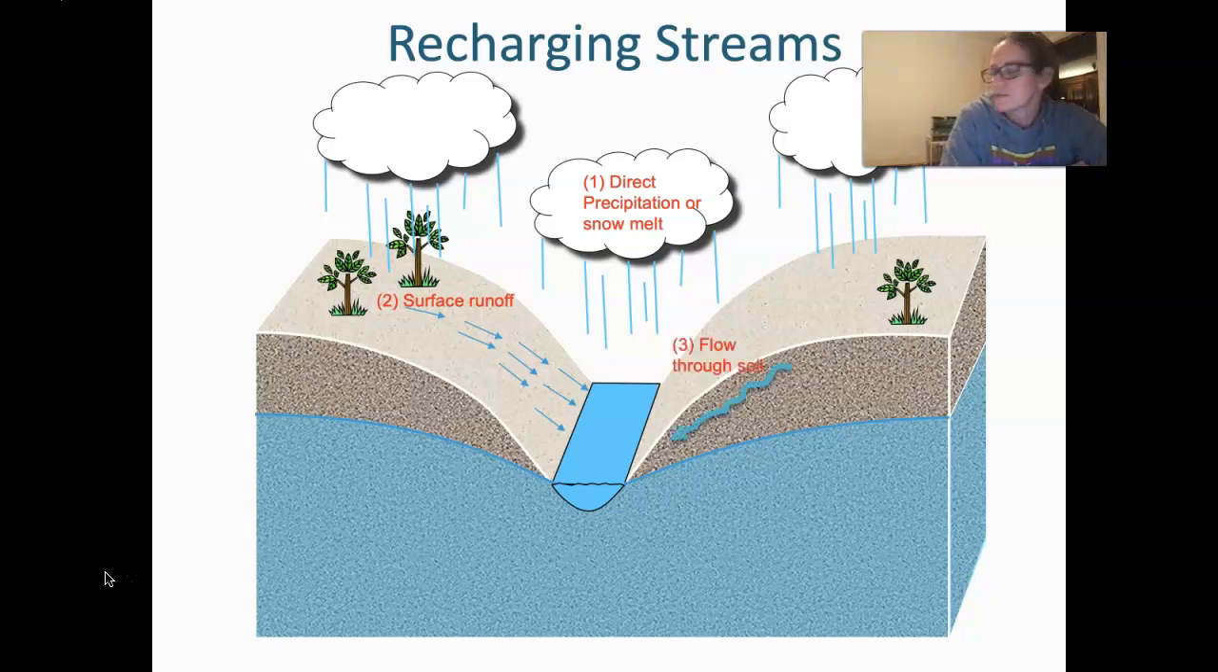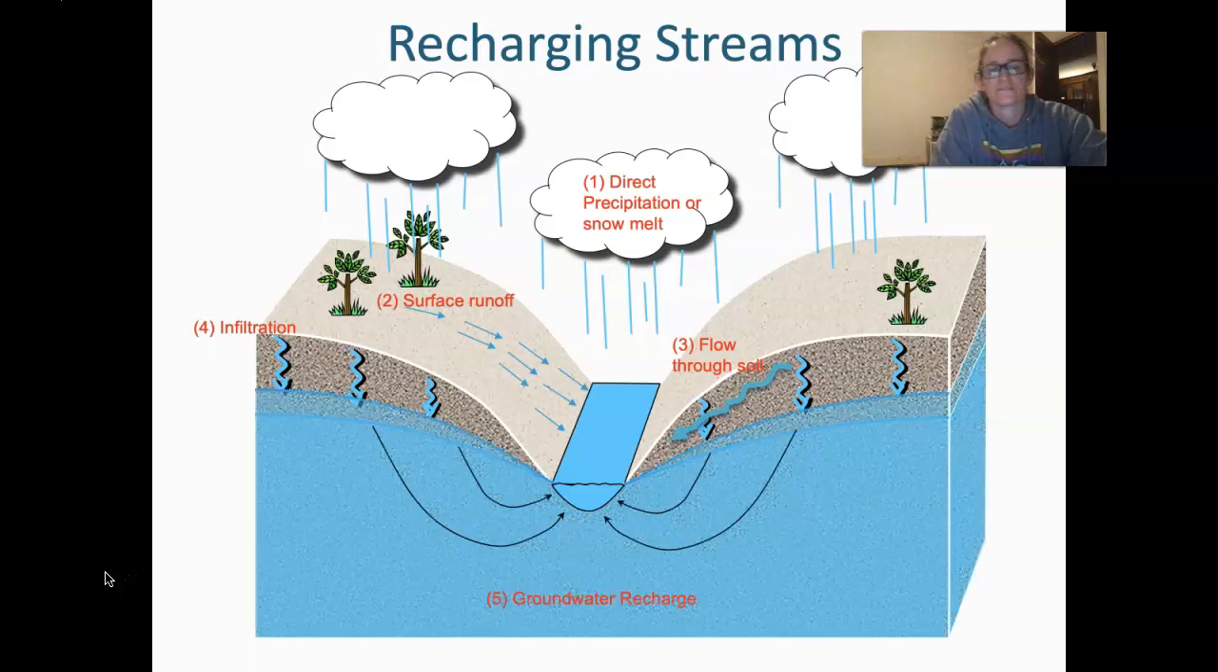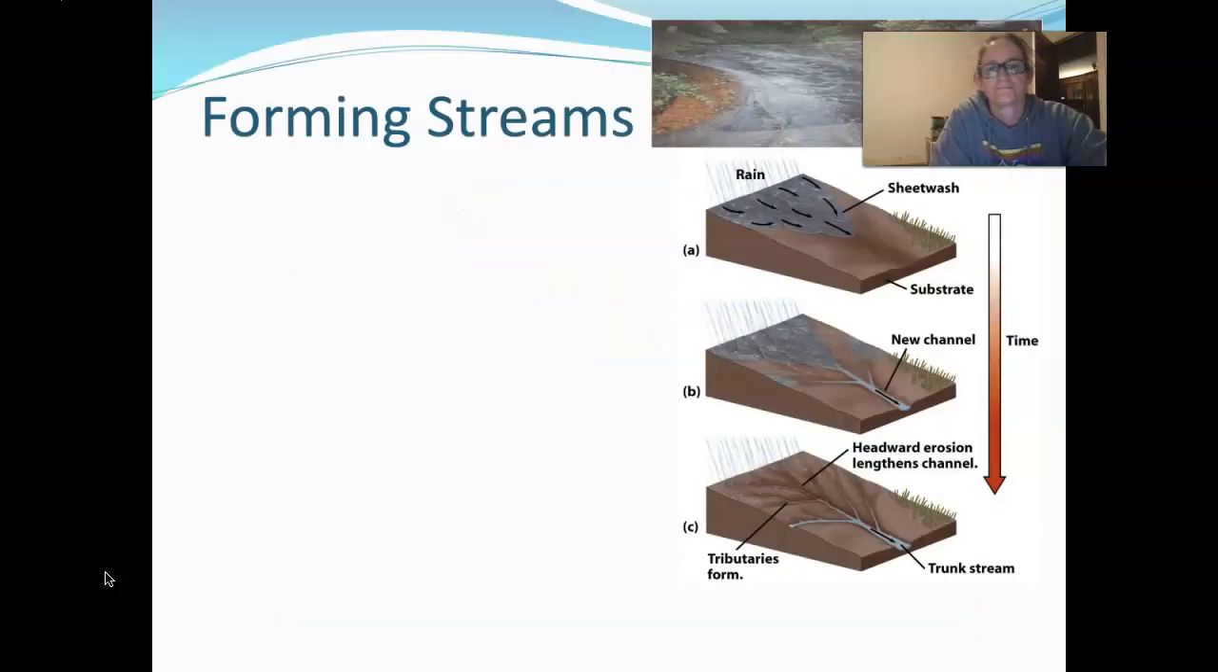Next is water flowing through the soil. So this would be water that infiltrates, hits the ground, and then goes into the subsurface and then flows downslope into the stream. Okay, so we have these different mechanisms to recharge a stream. They've combined kind of 3 and 4, the groundwater flow through the soil and the infiltration to hit the water table and recharge the groundwater that then recharges the stream. There's the groundwater recharging the stream.